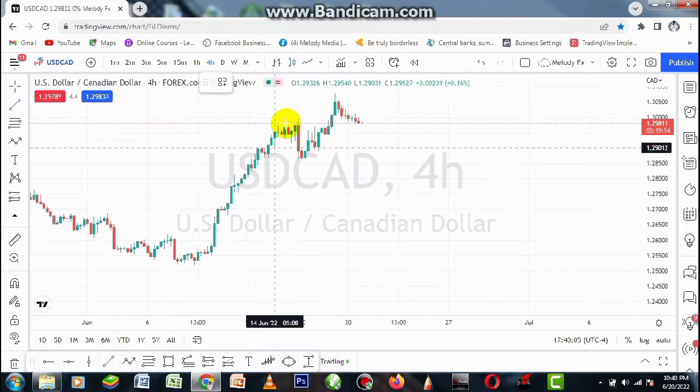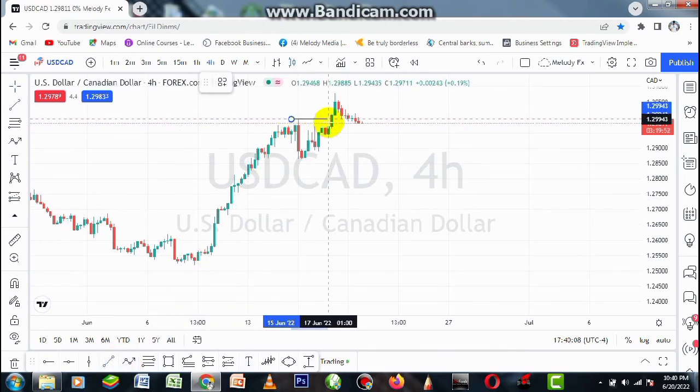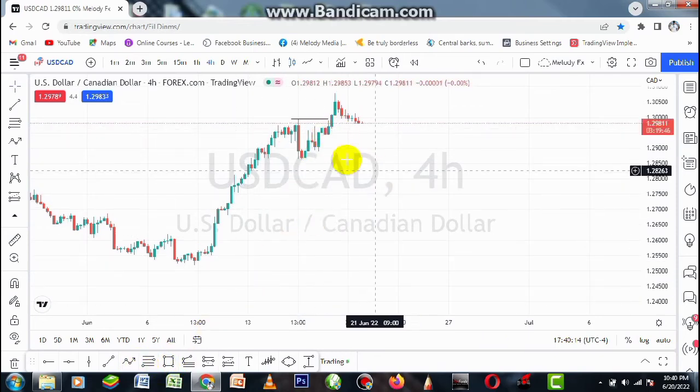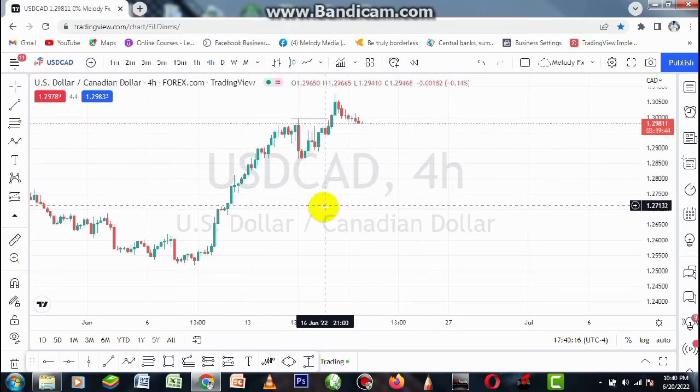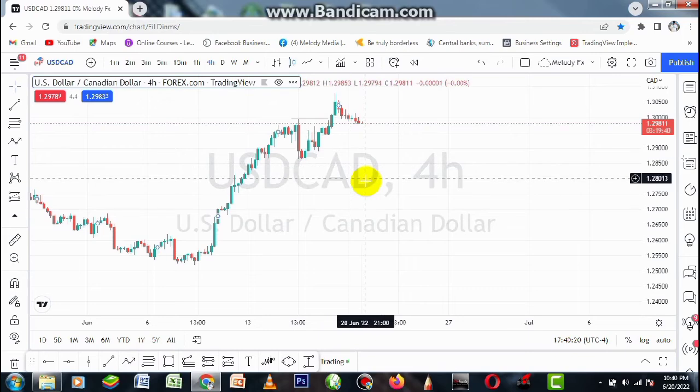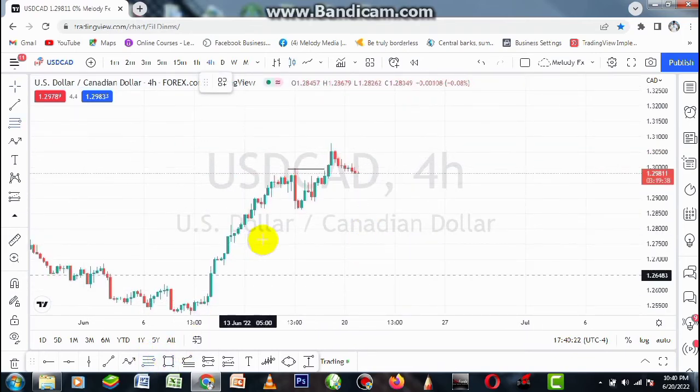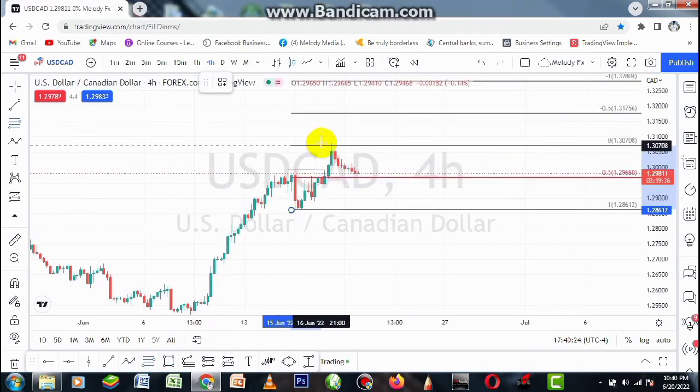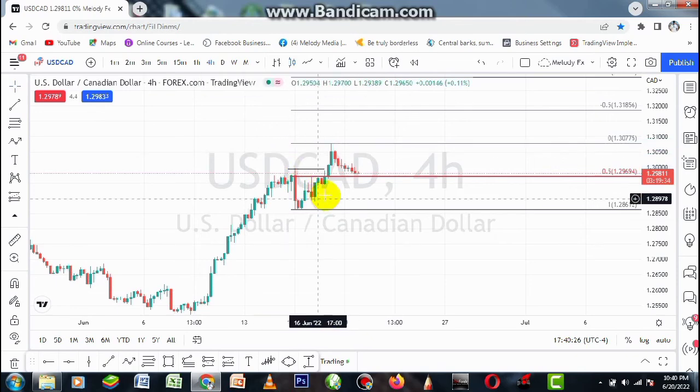So I'm going to be on the sideline on this pair unless it takes out this short-term low. If it takes out this short-term low, then probably buyers have shifted in structure to bearishness. So it's still very much bullish, so I'm not going to put much interest on it. So let's look at the Australian JPY.